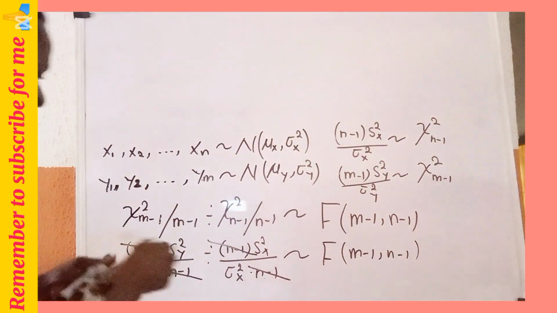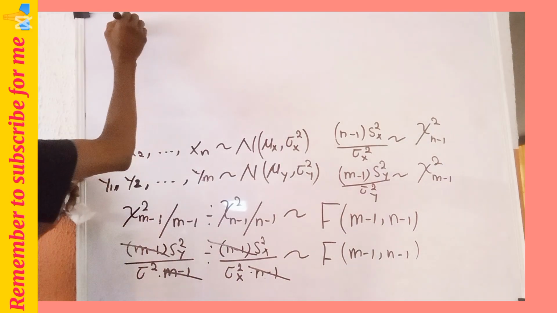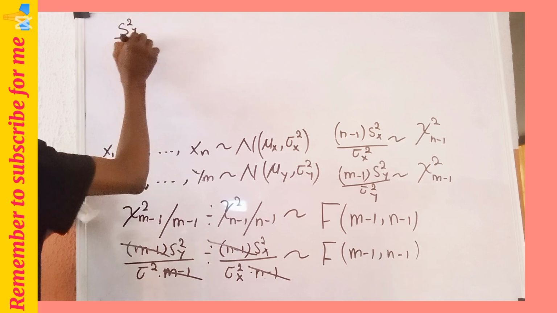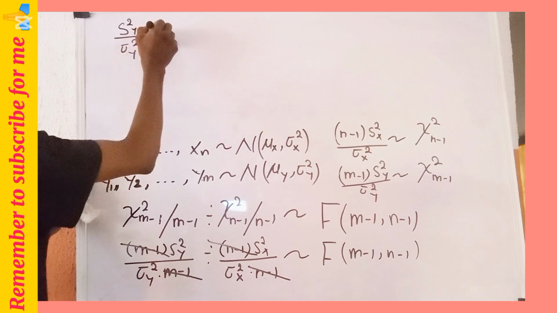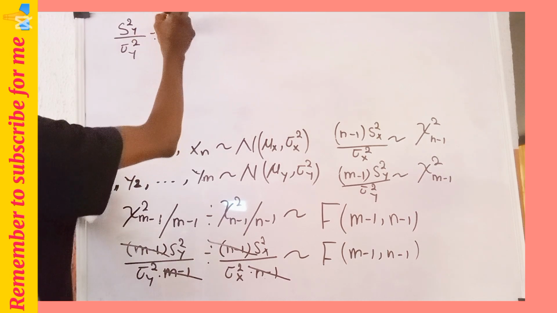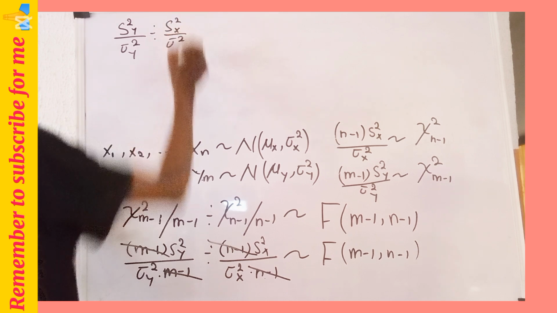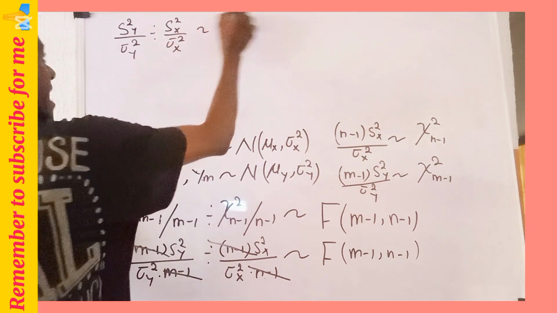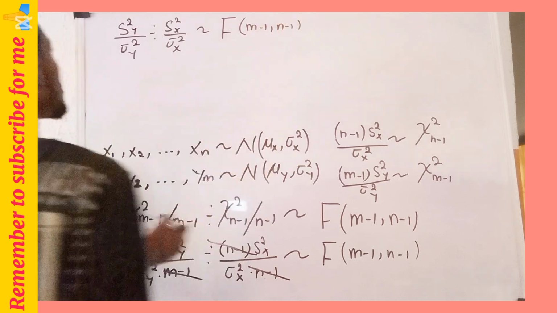So what we now have here becomes that S squared of y all over sigma squared of y, then divide by S squared of x all over sigma squared of x, follows an F distribution with m minus 1, n minus 1 degrees of freedom.